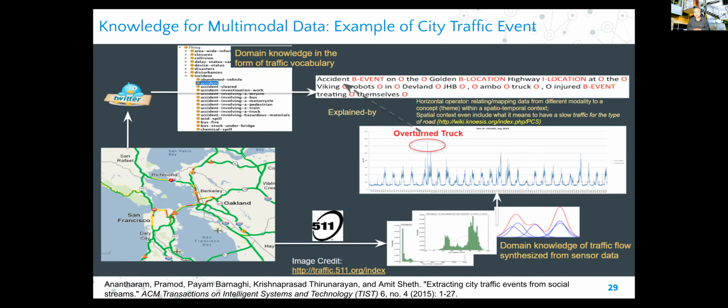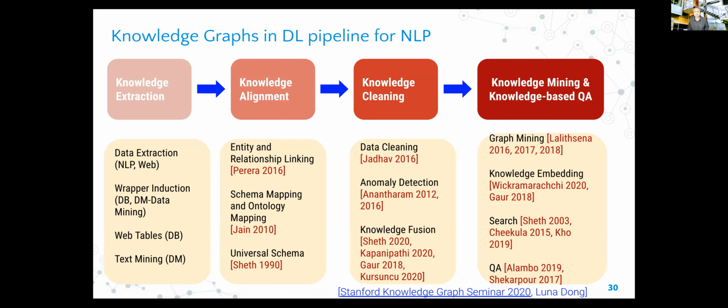I need to take it to a higher level of abstraction. In this case, I have an understanding that Golden Highway at Viking Road is a location, and around that there's an overturned truck, and now I can use that as an explanation. But connecting this kind of multimodality, again, I use deep machine learning or deep learning, but without these things it is impossible. Here it shows a pipeline of knowledge graph in NLP that uses knowledge graph, and some of our work along each of the steps of the pipeline.